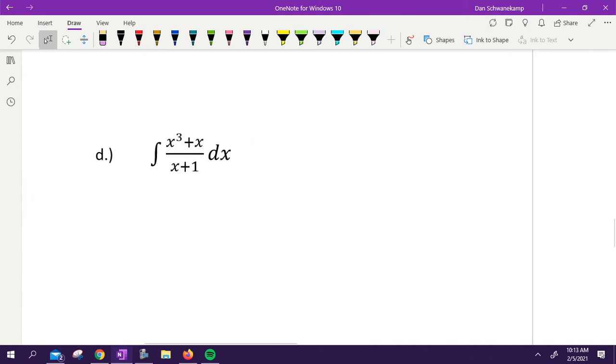Letter D. Is it a U sub problem on D? No, you can tell it's not U sub because it's a fraction and the bottom is not 1 degree bigger than the top. So it is not a U sub problem. Is it an arc sine arc tangent problem? No, it's not. So what approach are you going to have to use here? This is a long division problem.